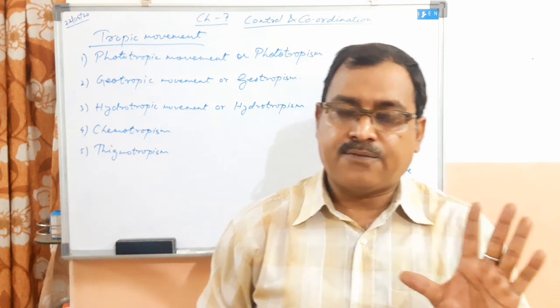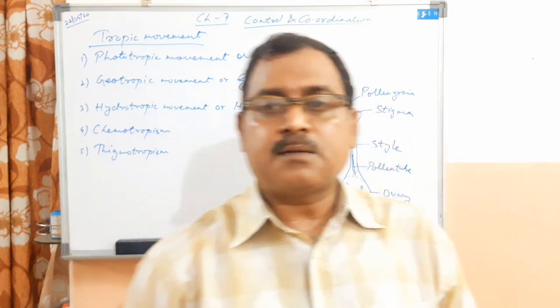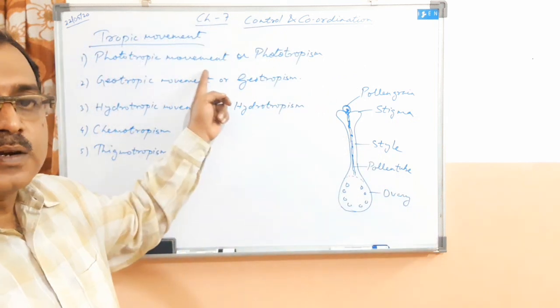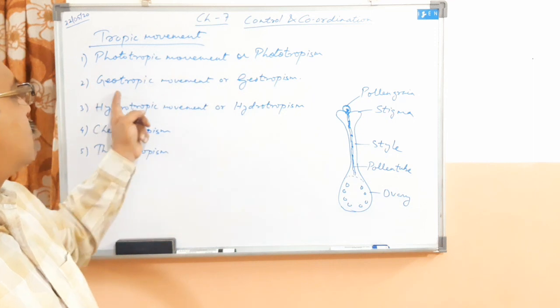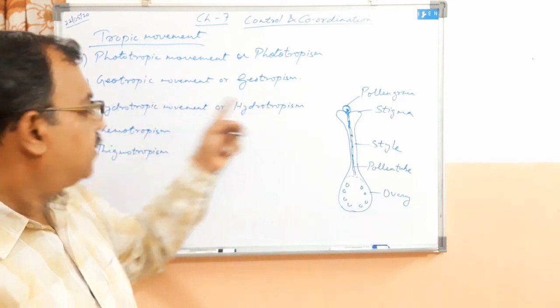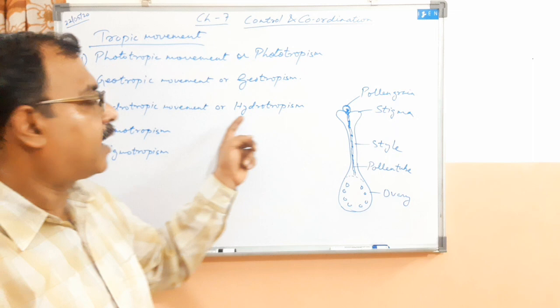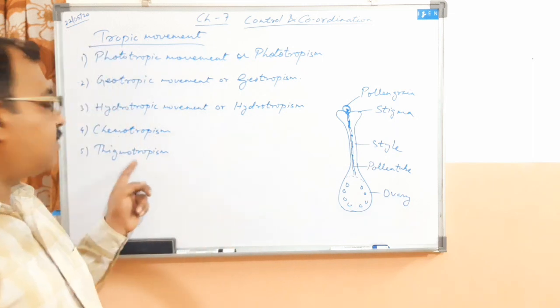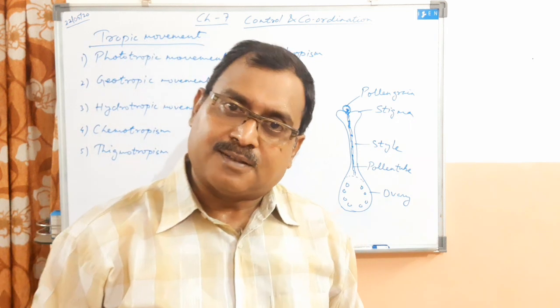So how many types of tropic movements have we studied today? Total 5. So tropic movements in plants are of 5 types. First is phototropic movement or phototropism. Next is geotropic movement or geotropism. Third is hydrotropic movement or hydrotropism. Fourth is chemotropism. And fifth is thigmotropism.